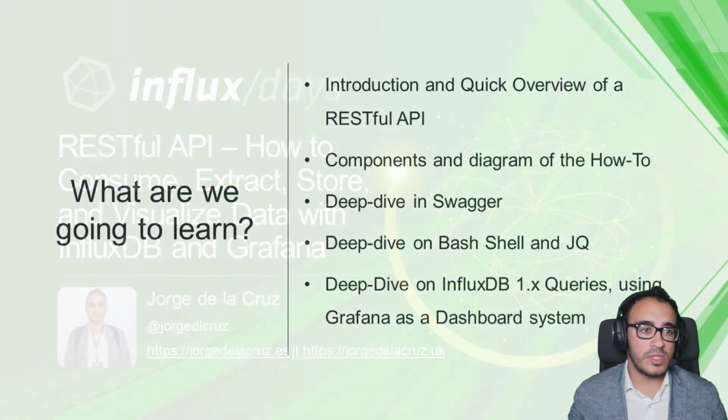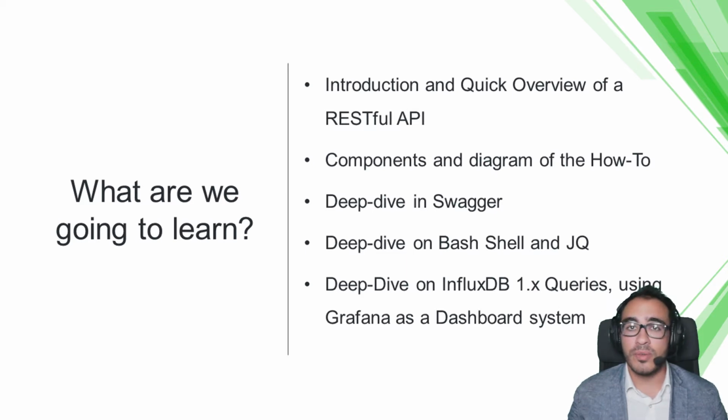So let's pass to the agenda. We have a lot of things that we are going to discuss today. So let's start with them over. So what are we going to learn? Introduction and quick overview of our RESTful API. We are going to see as well the components and a diagram of how to do all of this visualization. We are going to do a deep dive in Swagger whenever that's available. We are going to see as well a deep dive on Bash and JQ, deep dive on InfluxDB 1.x queries using Grafana as a dashboard system. That will be our last slides today.